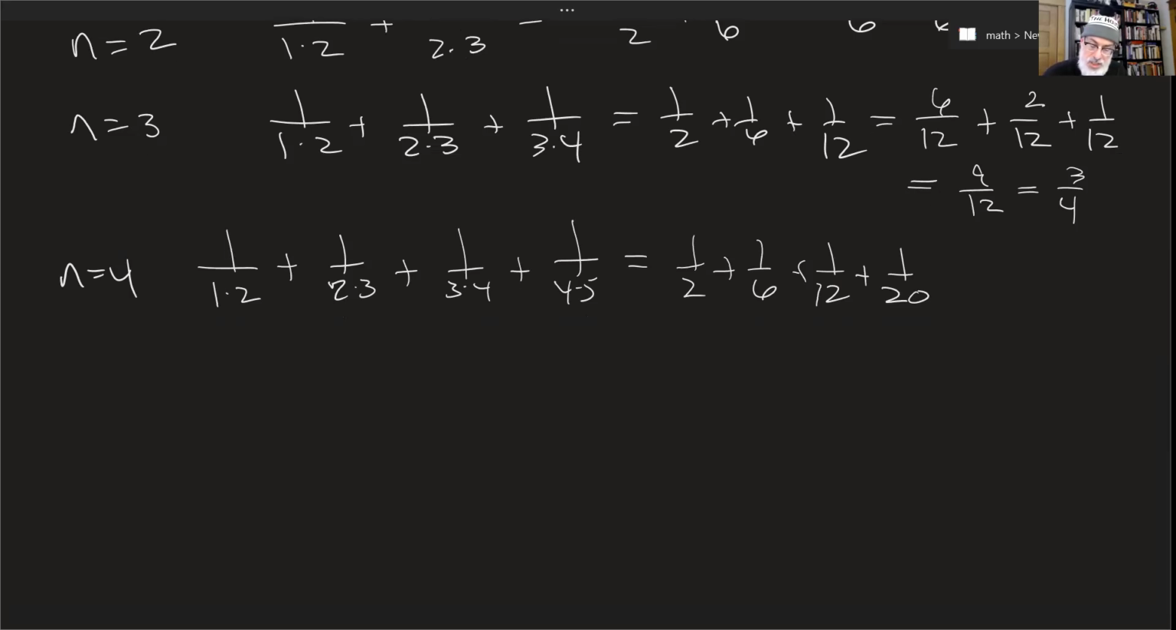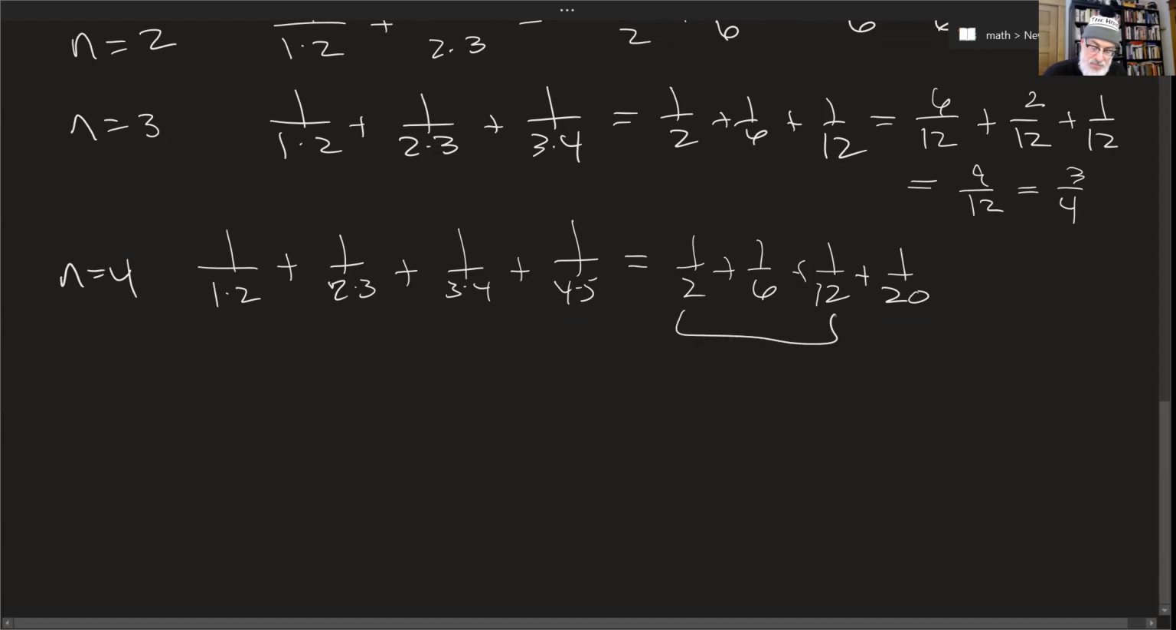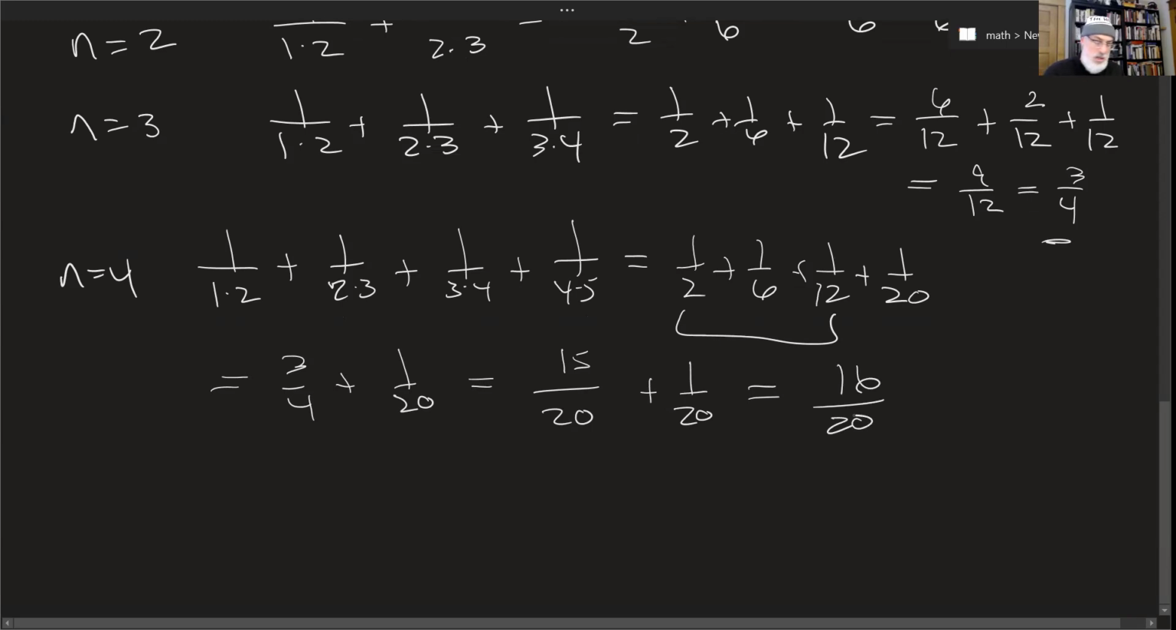Let's do this. We know that the sum of this from before is 3/4. And then we'll add that to 1/20. So this becomes 15/20 if we multiply the top and bottom by 5, plus 1/20, which will be 16/20. 16/20 will reduce if we divide by 4. 16 divided by 4 is 4, 20 divided by 4 is 5, so that's 4/5.